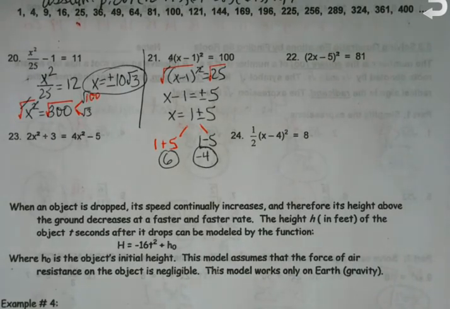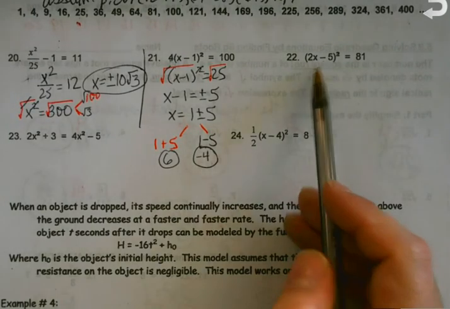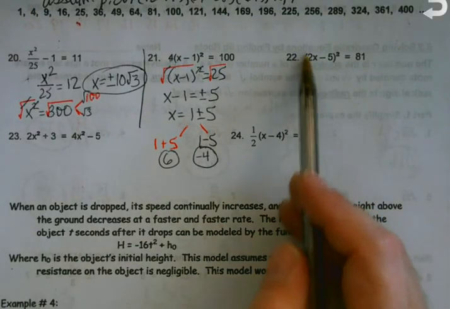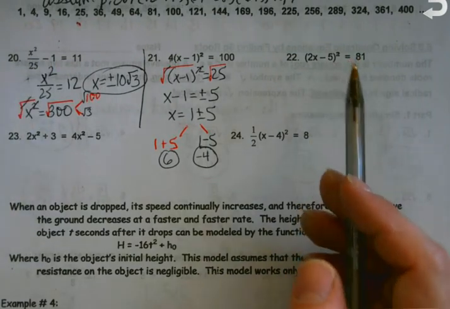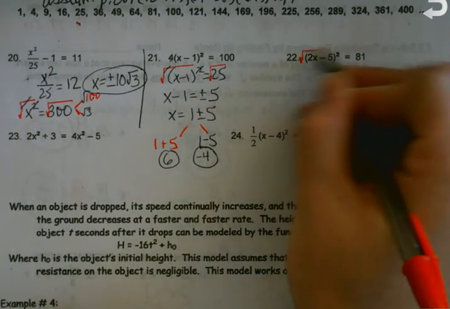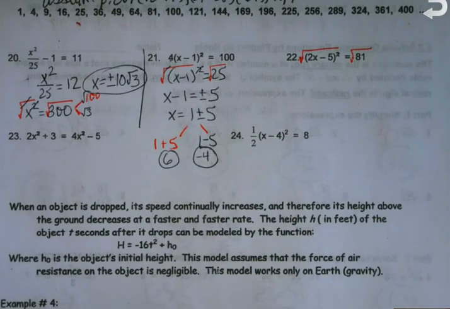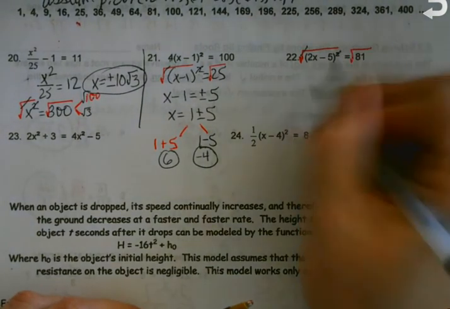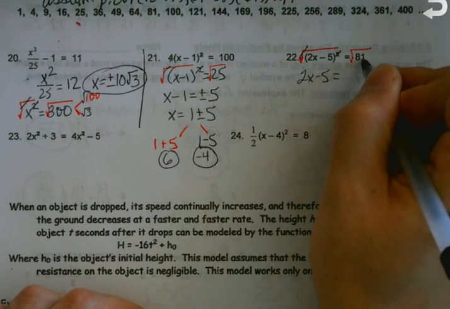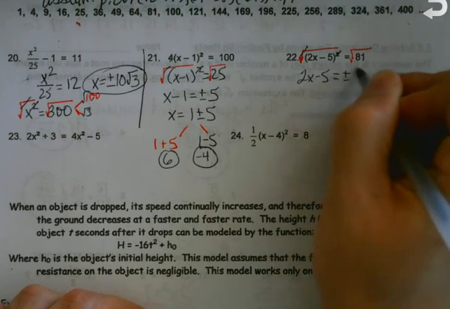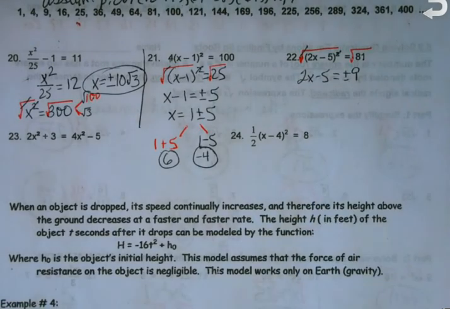And again, that can be different from problem to problem. So here you're like, okay, there's nothing out front, not dividing it by anything. There's no other number adding or subtracting off to the side. So if I just do the square root right away, what's the square root of 81? 9.